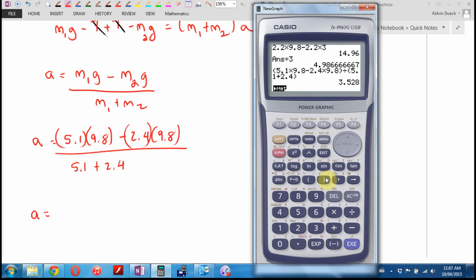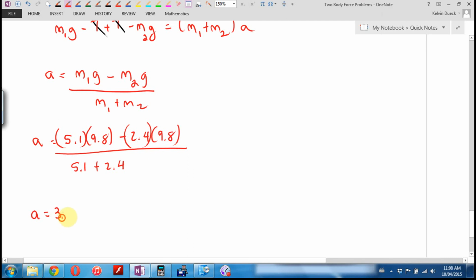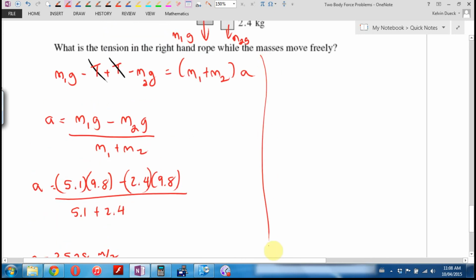Did you get an acceleration of 3.528? People are nodding. Now I'm not done, because that's not what this question wanted me to find. What did this question want me to find? Tension. How do I find tension? Go look at one mass. Which one? Doesn't matter, although I'm going to pick the one where tension is the winner. So it's a winner in mass 2, because mass 2 is accelerating up. So I'm going to go tension minus M2G equals M2A.